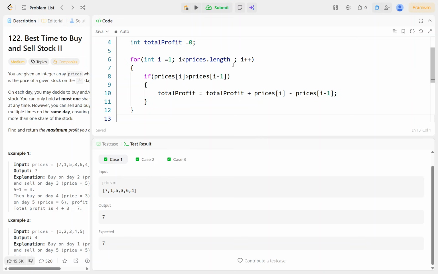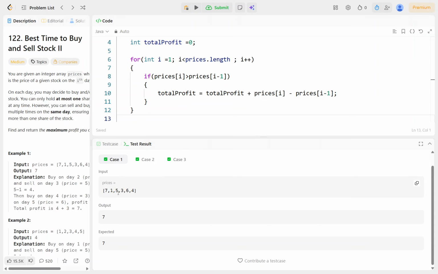Then the loop is incremented, and now i becomes 2. So 0, 1, 2, that is 5. 5 is greater than price of i minus 1, that is 1. So 5 minus 1 is 4. So 4 will be stored in the total profit. Then again the loop is incremented, so i is now 3.